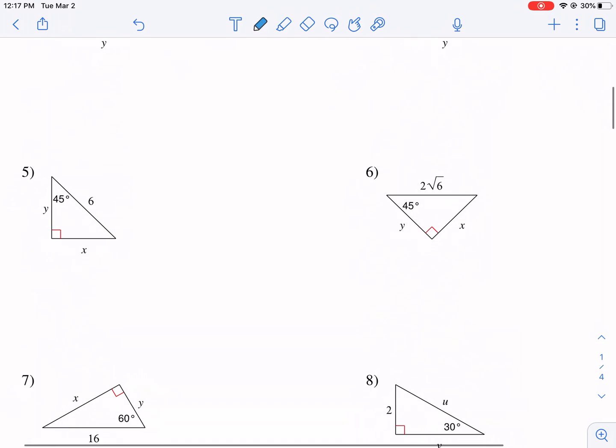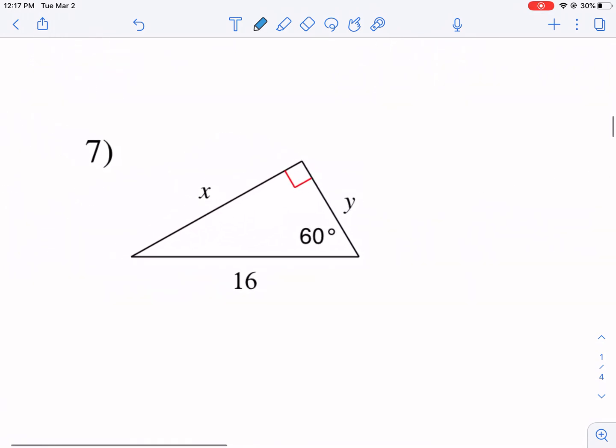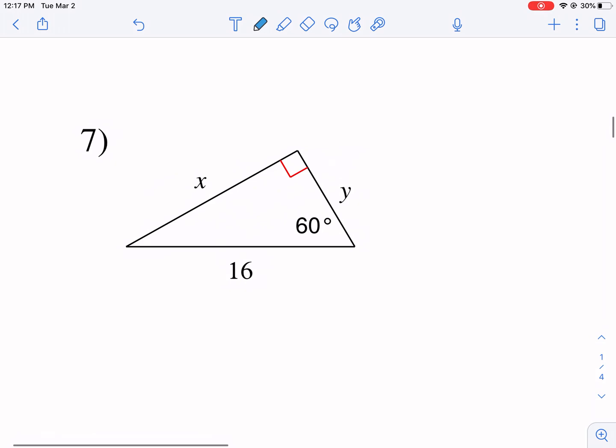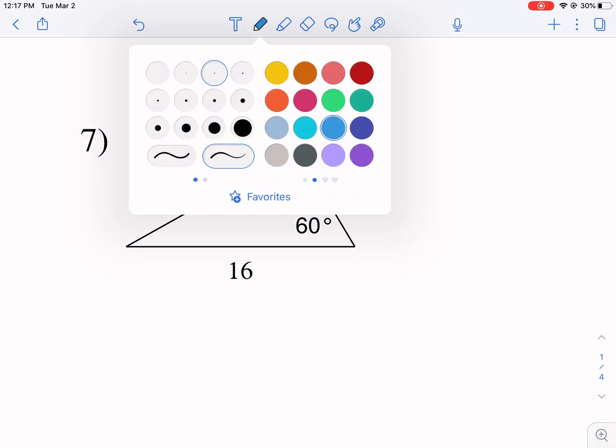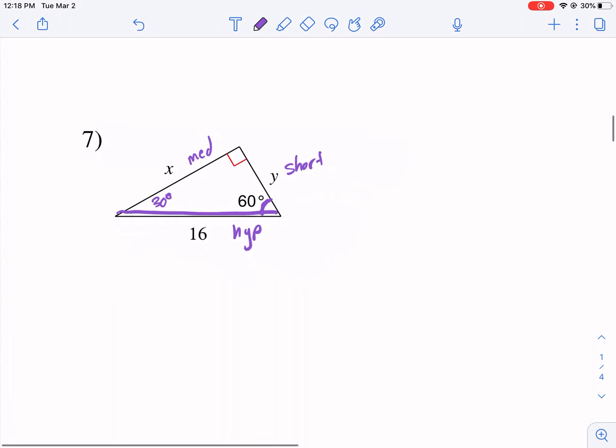Okay, I want to skip down to 30, 60, 90. These are all 45, 45, 90 ones. I'm going to skip down to number 7 so you can see one of these ones. All right, the important thing for this is labeling the sides. So I'm going to use purple. This is clearly our hypotenuse. This is the 60-degree angle, so this is going to be our medium side, opposite that, and this is going to be 30-degree angles, because that's the only thing left with the triangle sum theorem of 180. So that's our short side.